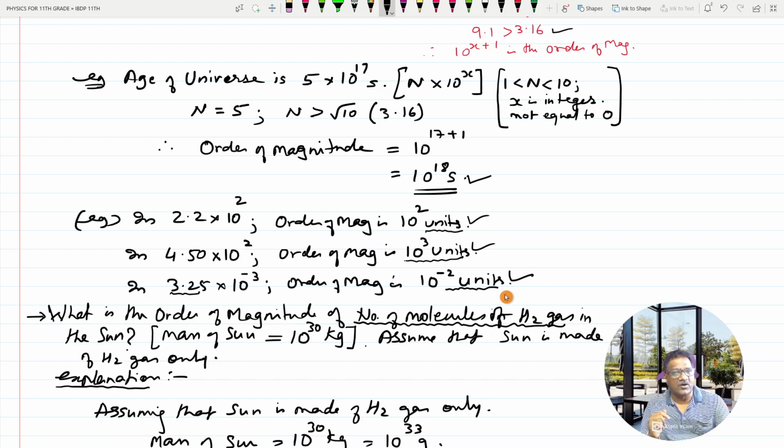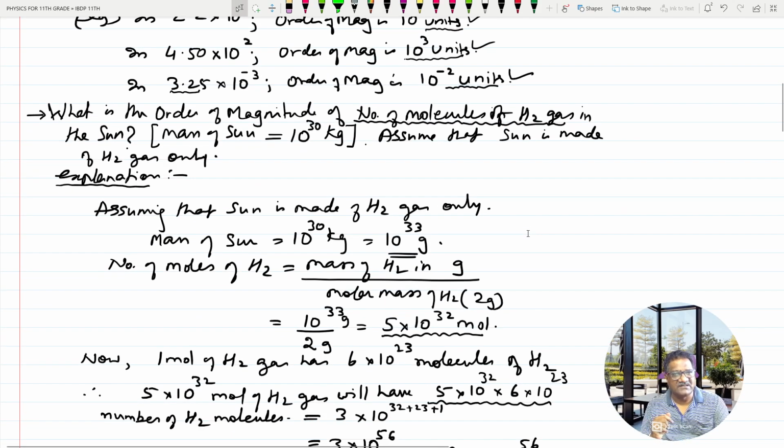What is the order of magnitude of, now this is a very intelligent question, what is the order of magnitude of the number of molecules of hydrogen gas in the sun?